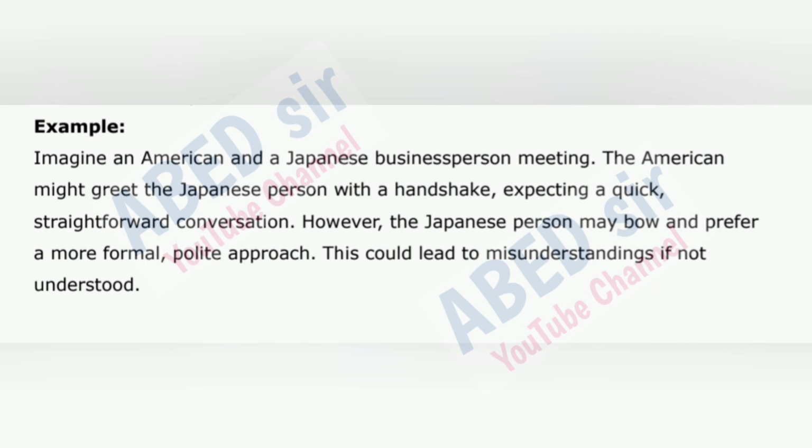Example. Imagine an American and a Japanese businessperson meeting. The American might greet the Japanese person with a handshake, expecting a quick, straightforward conversation. However, the Japanese person may bow and prefer a more formal, polite approach. This could lead to misunderstandings if not understood.